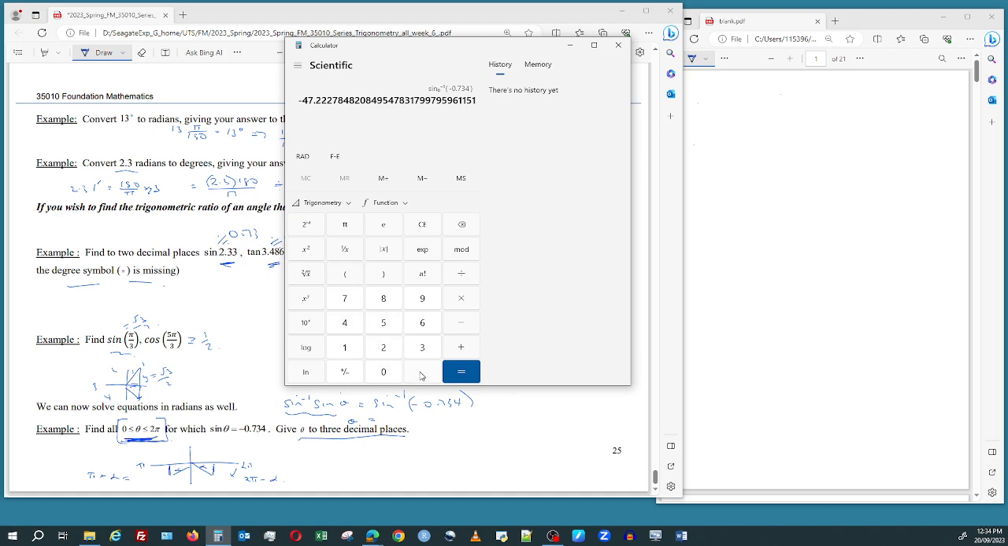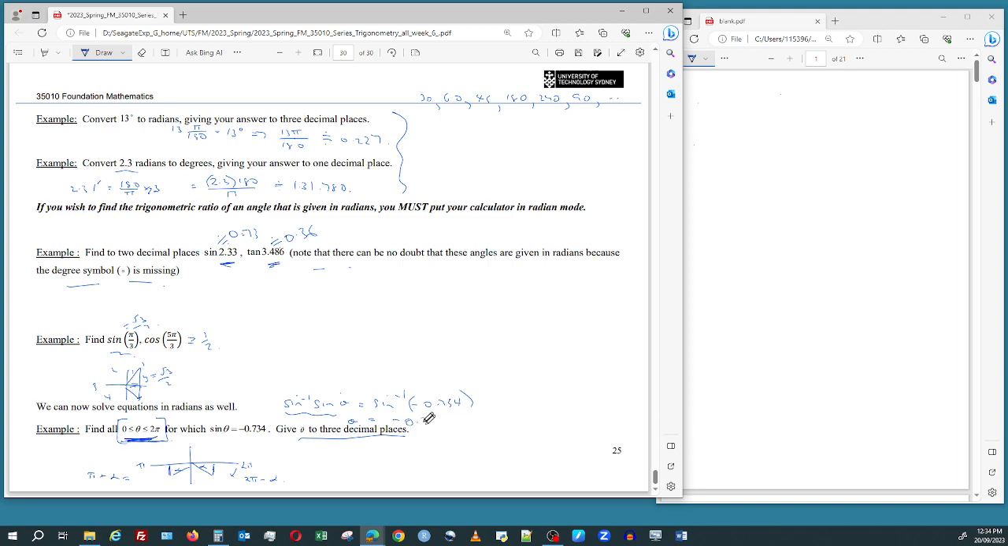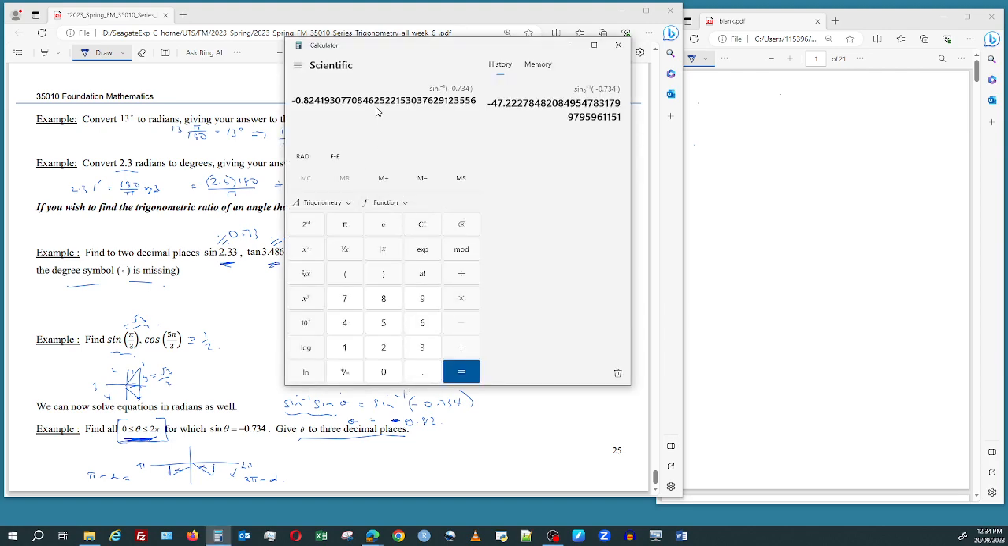Okay, let's do it again. 0.734 minus inverse sine. So 0.82. So now it's minus 0.82. It's given it as a negative angle. So when we do pi, we're going to add that. So we're just going to clear the memory. We're going to put that in the memory, take the minus off, put that in the memory.